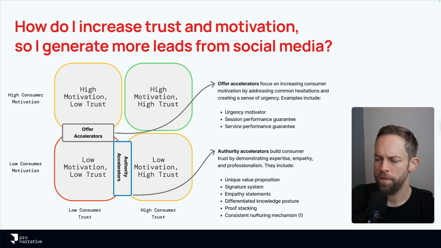Number 5 here is proof stacking. And this is where we take things like your reviews, testimonials, case studies, accreditations, awards, all that sort of stuff. And instead of being in lots of different fragmented, splintered places, we stack it all together in landing pages and ads and emails and blog posts and so forth. And then finally, and probably one of the most important parts, is a consistent nurturing mechanism. And this is basically setting up a rhythm where you're doing all of this stuff consistently on a regular basis.